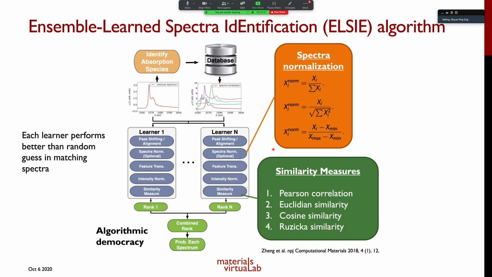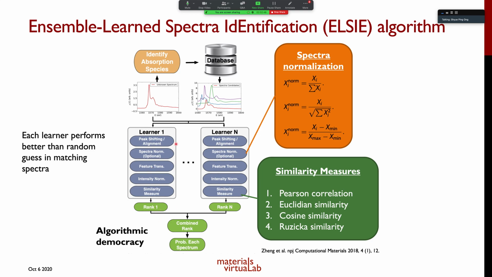For example, for spectral normalization, we use different types of normalization. We can normalize based on the sum of the intensities, or based on the square root of the root mean square of the intensities, and so on and so forth. In terms of similarity measures, we chose 4 different ones: the standard Pearson correlation, Euclidean similarity, which is just based on Euclidean distance, cosine similarity, and the Ruzicka similarity. We built about 168 different weak learners, and from them we then chose about 33 that seem to work reasonably well.